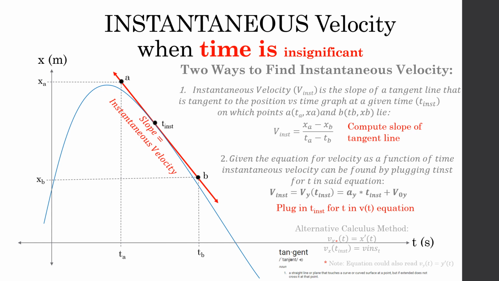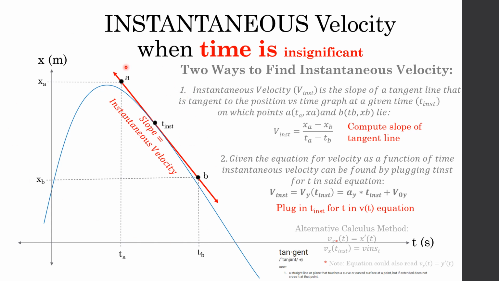So the second type of velocity that you may need to calculate is the instantaneous velocity. And an instantaneous velocity is exactly what it sounds like. So it means that your time interval is insignificant. So if you're given a problem, it may be worded something like, what is the velocity at t is equal to 5 seconds? Now there are two ways to find the instantaneous velocity, and which method you use depends on which information you're provided.